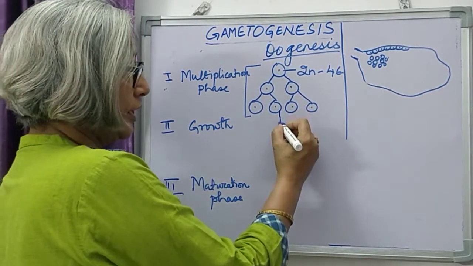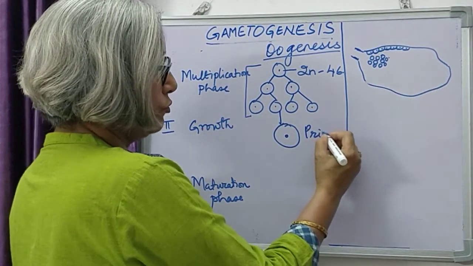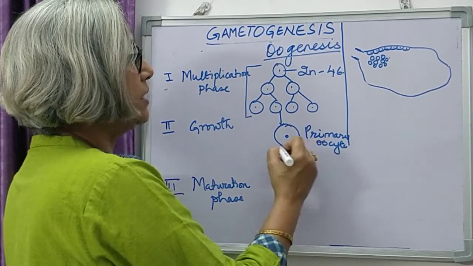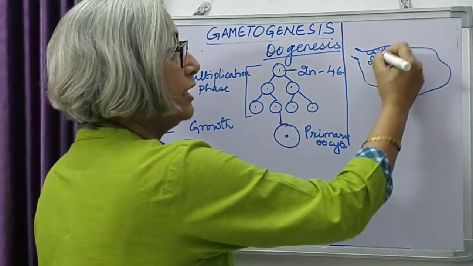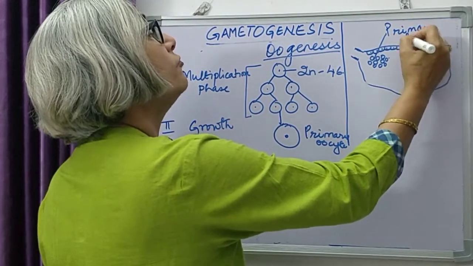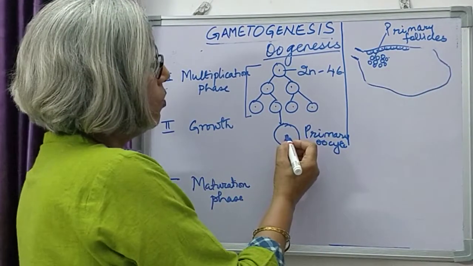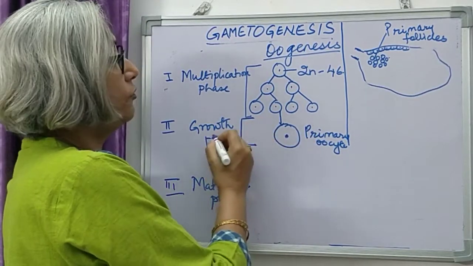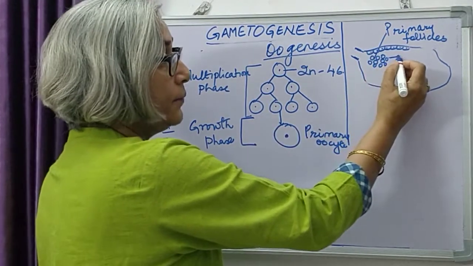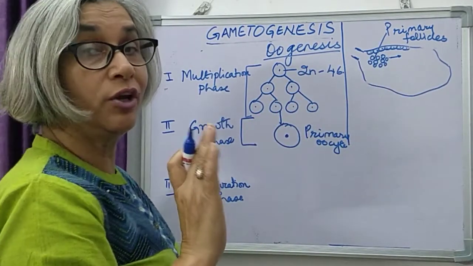Then in the growth phase, one of them is going to mature to form the primary oocyte, and the others will encircle and surround it to form follicles. That is why we use the term primary follicles. What are follicles? Follicles are actually collection of oogonia. One matures and grows in the growth phase to form the primary oocyte, and the others encircle it. These are formed at the time of birth, and after that they are not going to increase in number.